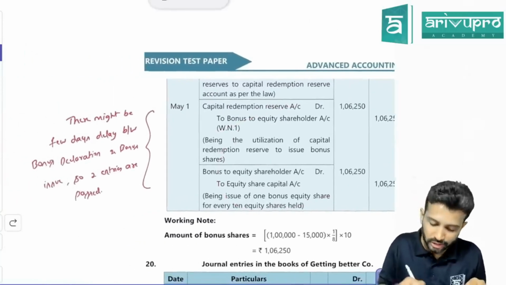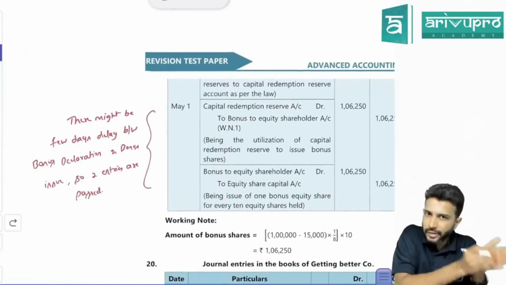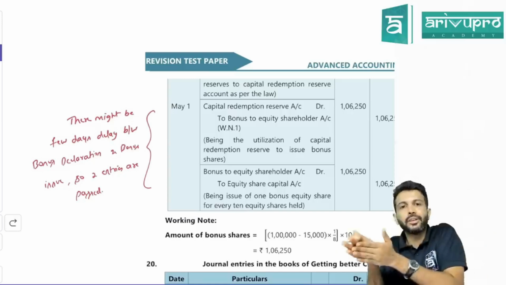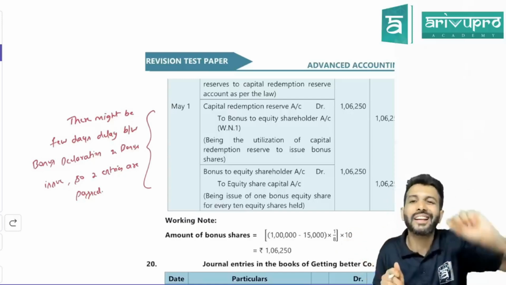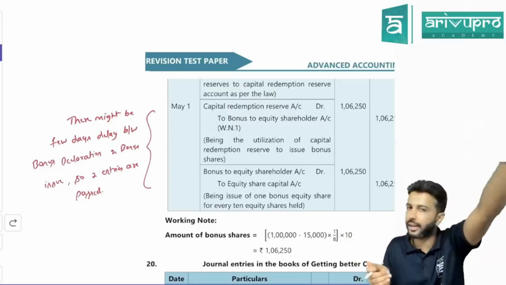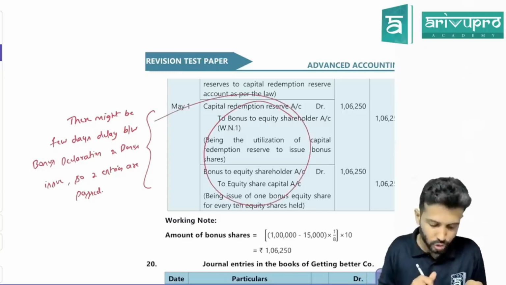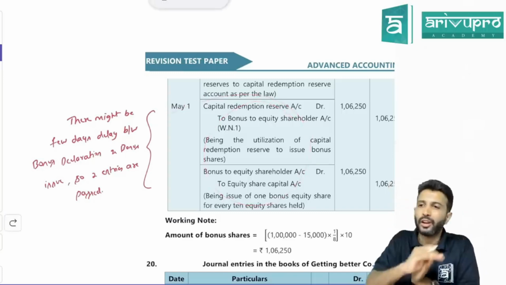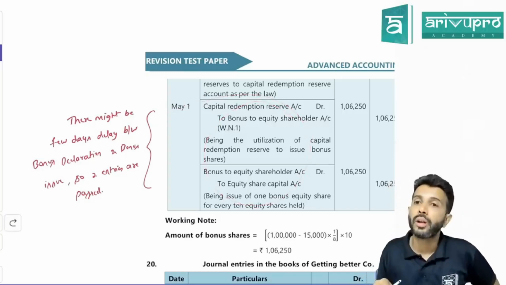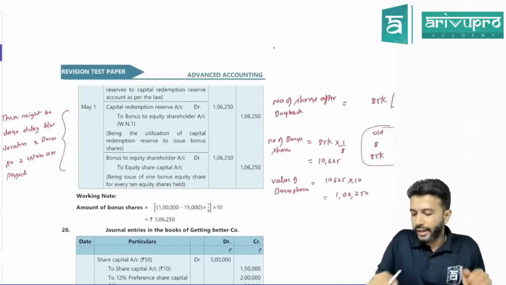I told 2 entries because there will be a delay between the date of declaration of bonus issue and the date of issue of bonus shares. There will be a slight delay, maybe 1 week, 10 days, whatever. Because of the delay, we pass 2 entries for bonus issue and not just 1. Okay? Alright.